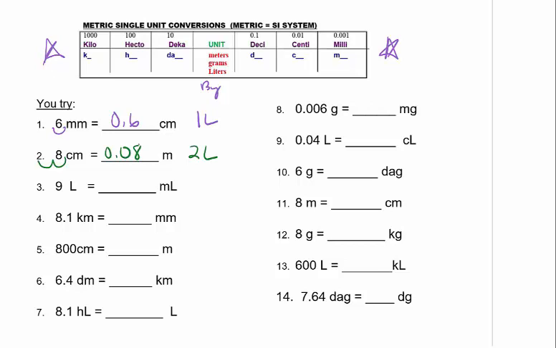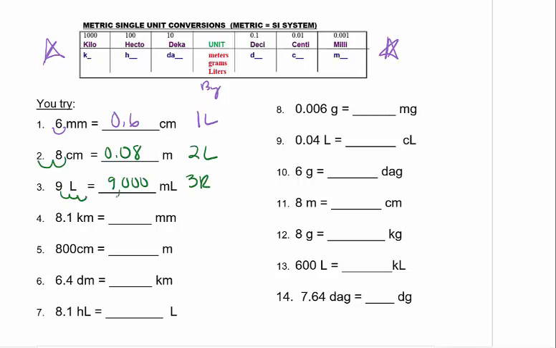Going back to my chart, I'm starting with liters, which is my unit, and I'm going to milliliters, which is 1, 2, 3 places to the right. So now I'm going 3 to the right. So you're going to move that 3 places, which makes it, again, double check, 9,000.